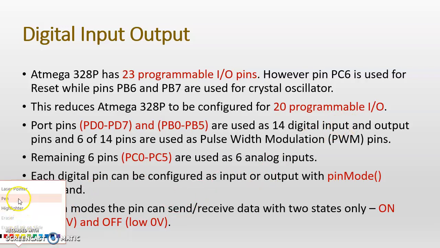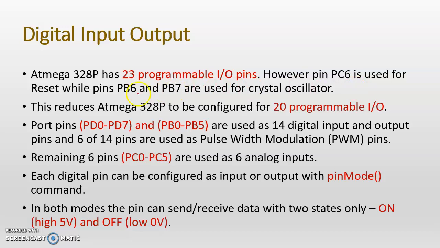As previously, I told you that there are 23 programmable input output pins. These are general purpose input output. So there are three ports, port B, port C and port D. So there are a total of 23 input output pins available to connect any interfacing device or sensors. However, some pins have multiple functions. For example, PC6 is used for the reset pin, and PB6 and 7 are used for crystal oscillator, and many other pins are multifunction.